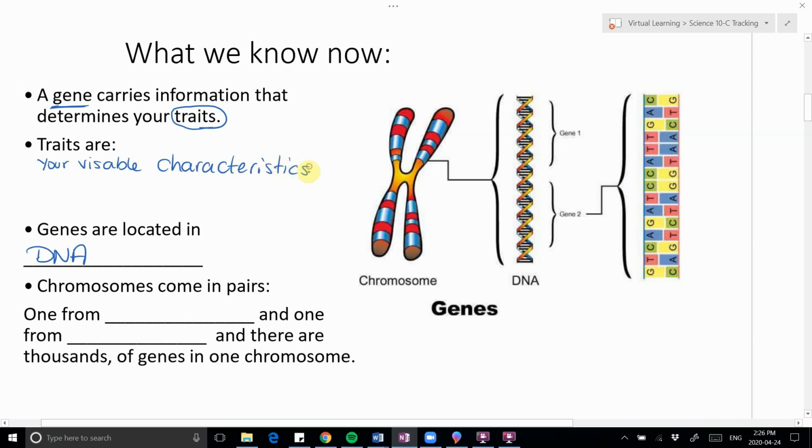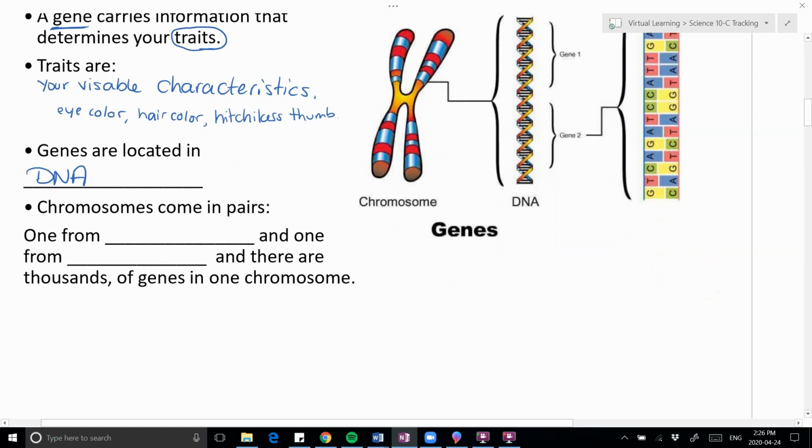And by visible, that doesn't necessarily mean that you can see it by looking at someone. It might be something like the shape of a kidney, right? We can't really see a kidney from the outside, but it's there. It manifests. So things like eye color, the color of your eyes, hair color, presence of hair on your fingers, the hitchhiker's thumb. Those are all examples of traits that are determined by your genes. They're your visible characteristics.